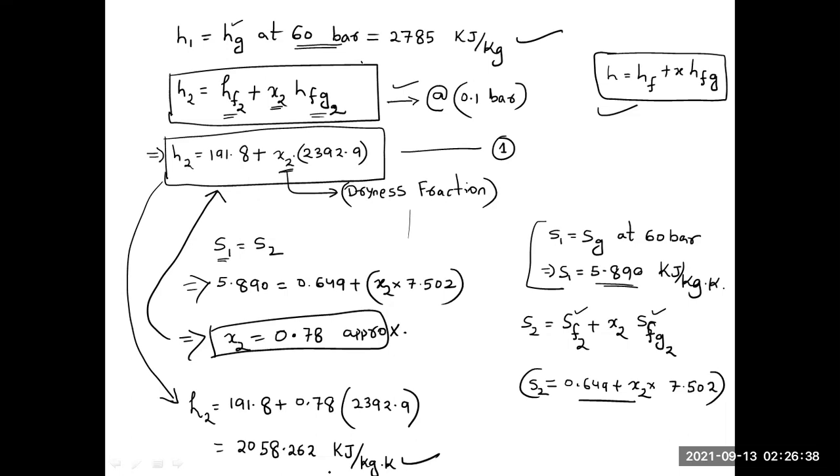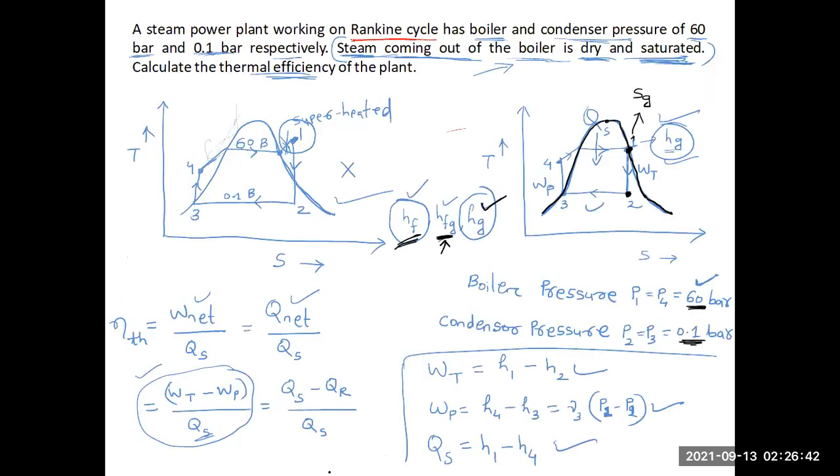Okay, after that the next one is we have to calculate H3. So H3, you can see at point 3, is lying on the saturated liquid line. So it should be nothing but HF. What is the pressure in this line, the condenser? Here the pressure is 0.1 bar. So you have to find out at 0.1 bar what is the value of HF. That will be indicated by H3.